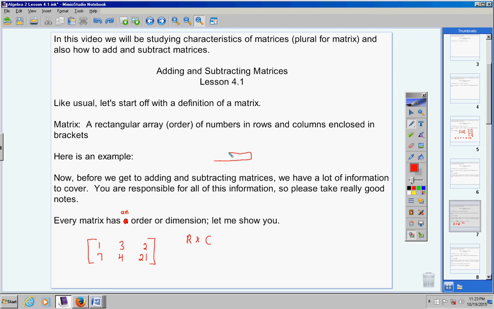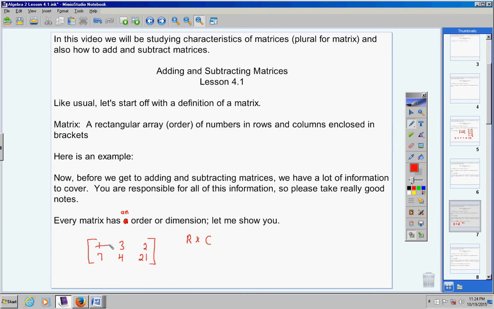Remember back in the old days, here's the front porch of a house, and the roof was up here, and there were columns going up on the front porch of a house. Remember those old houses that have columns going up like this? Well, columns run up and down, okay? So that's how you can remember columns run up and down. Rows run left to right.